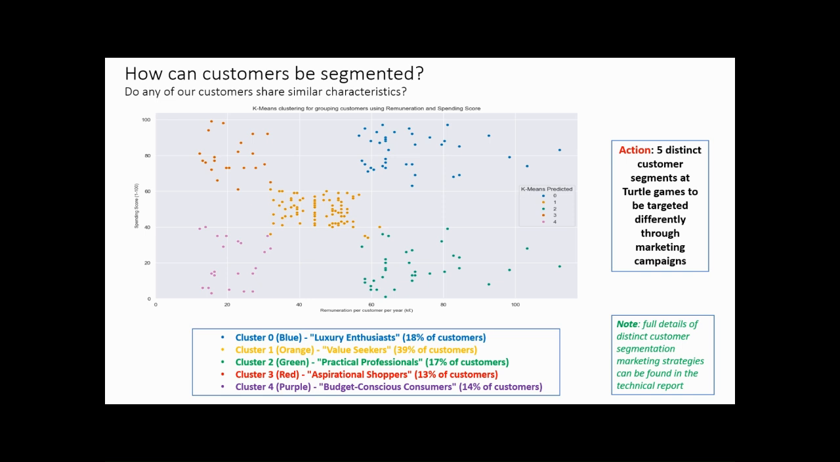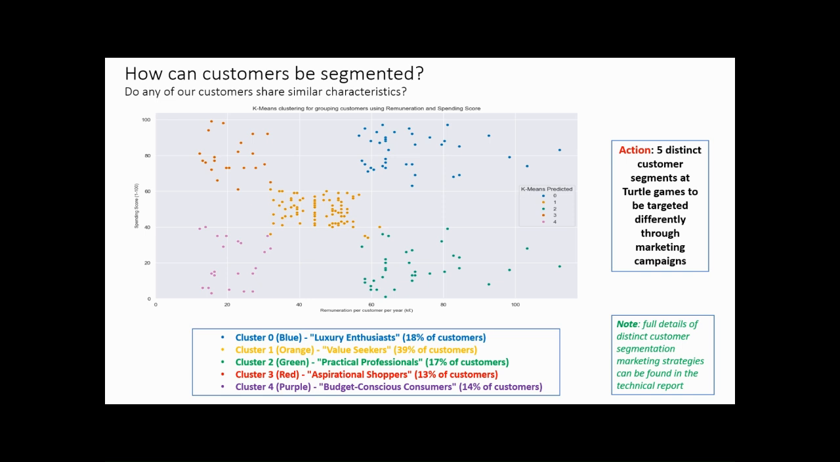Group 2, highlighted in green, represents 17% of customers, and they have high pay but low spend scores. These customers can afford to spend but choose not to. Turtle Games should investigate barriers to their spending habits, such as product preferences, and offer tailored promotions.